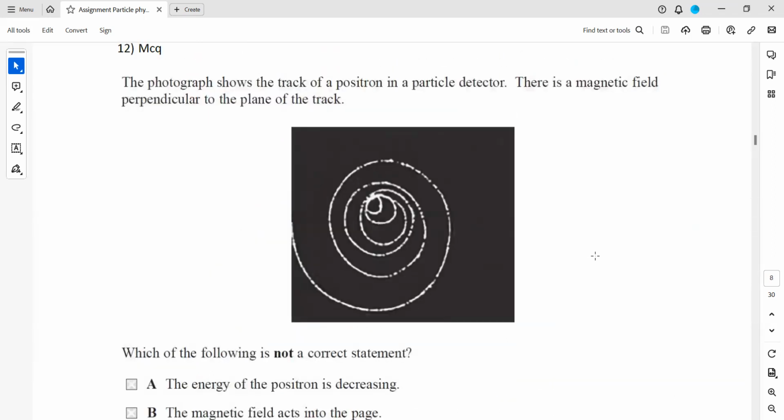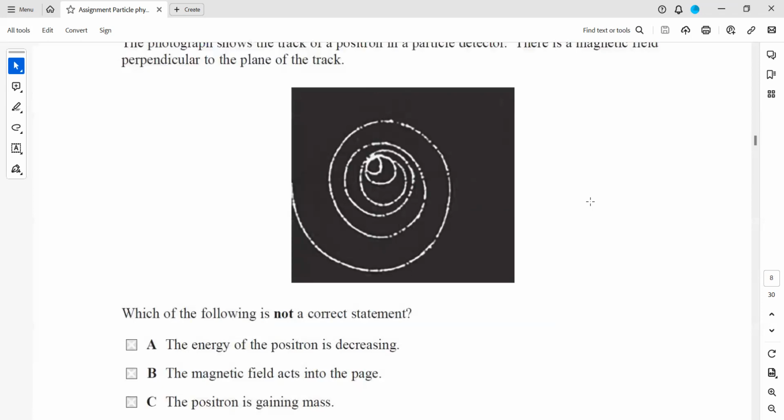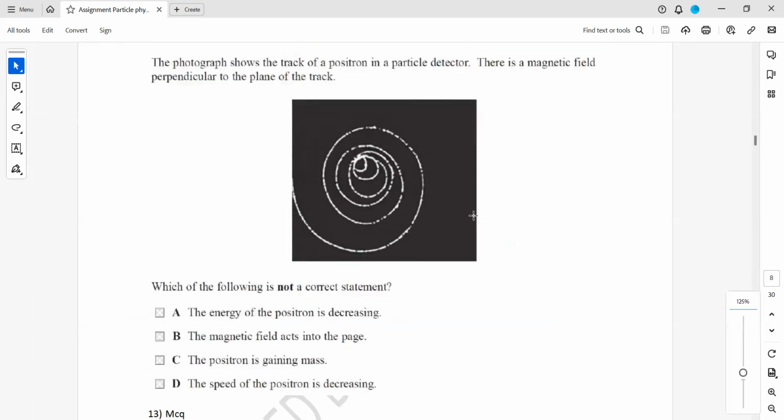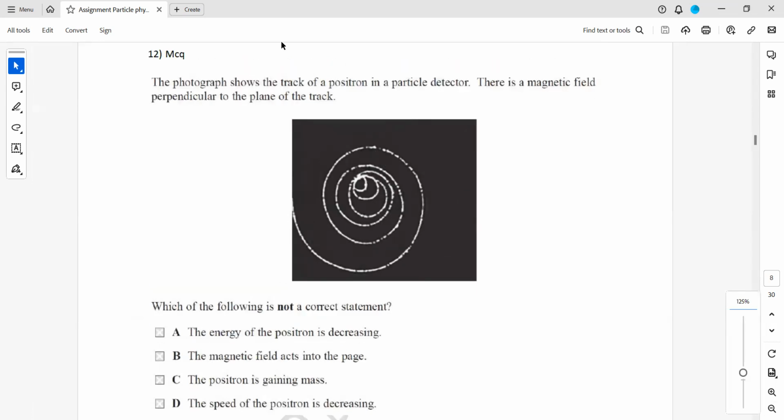In question 12, the photograph shows a track of a positron in a particle track, and there is a magnetic field which is perpendicular. Which of the following is not correct? First, you should identify the direction of motion of the particle. As the radius of the track is decreasing, the particle is causing ionization and losing its energy, or speed. As a result, the radius of curvature of the track decreases. That's how the particle is traveling.